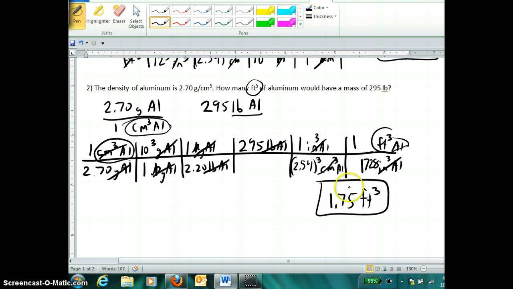Aluminum's a metal, and this is a couple of cubic feet, but we have almost 300 pounds of aluminum. So yeah, if, say, this were an engine block made of aluminum, you'd expect it to be pretty heavy and have roughly that many cubic feet for a volume. That's how we complete problem 2.